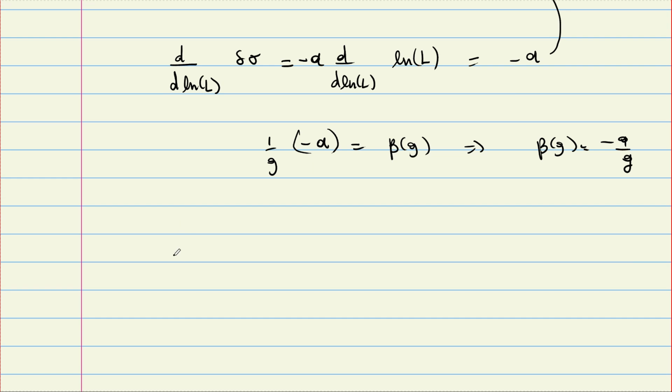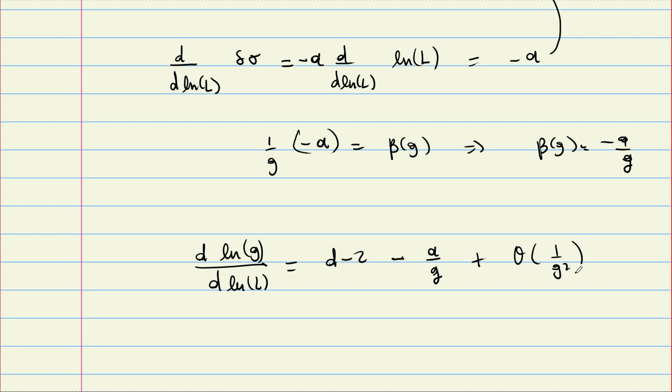To sum up, in full form, d ln g divided by d ln L is going to be this d minus 2 coming from the ohmic formula, minus this a over g. In 1D and 3D, this term doesn't matter, right? Because the other term dominates both in 1D and 3D. Only in 2D this is important. And there are also higher order corrections, like 1 over g squared and so on. These are much more difficult to get.